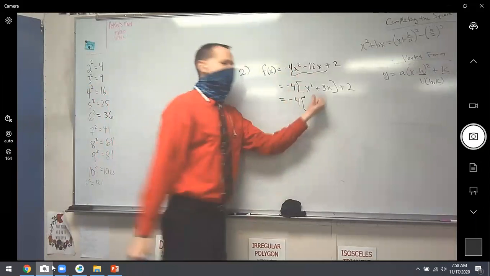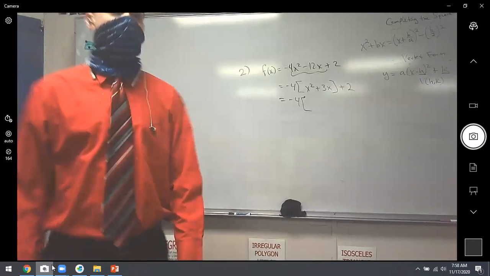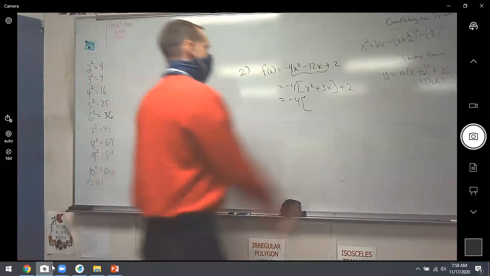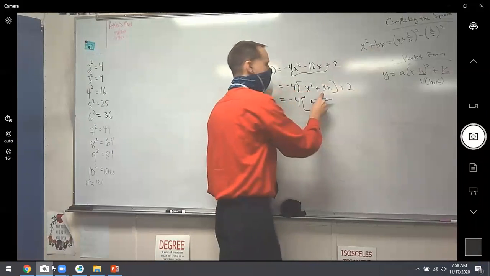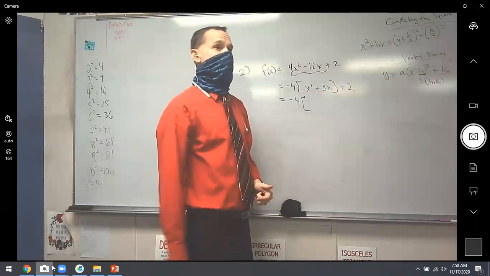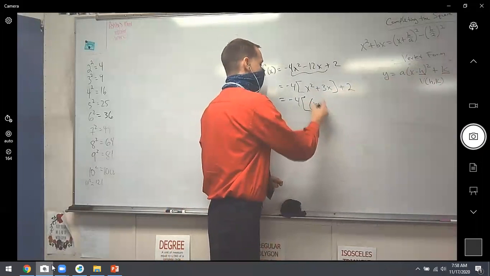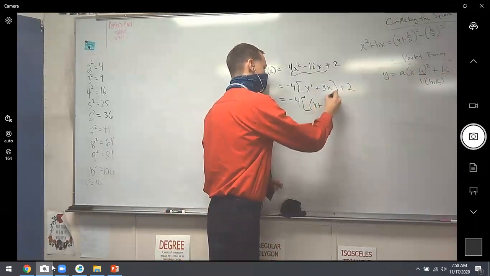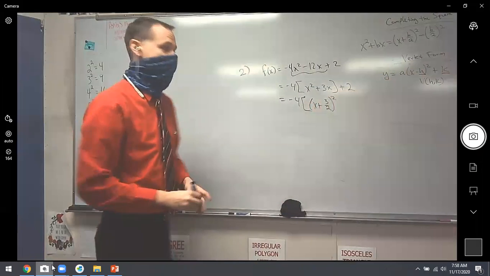Now, this stuff inside here, now I will complete the square on it. So b is going to be 3. So I'm going to copy this down exactly like it looks and replace all the b's with 3. So it's going to be x plus 3 over 2, because it says b over 2 in my equation. So I write 3 over 2.